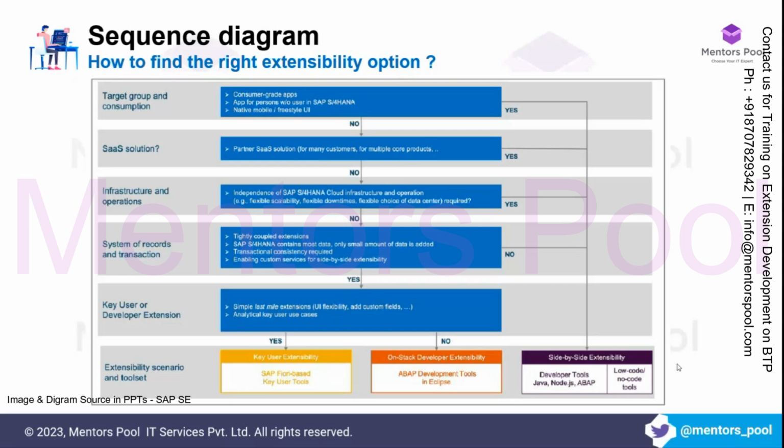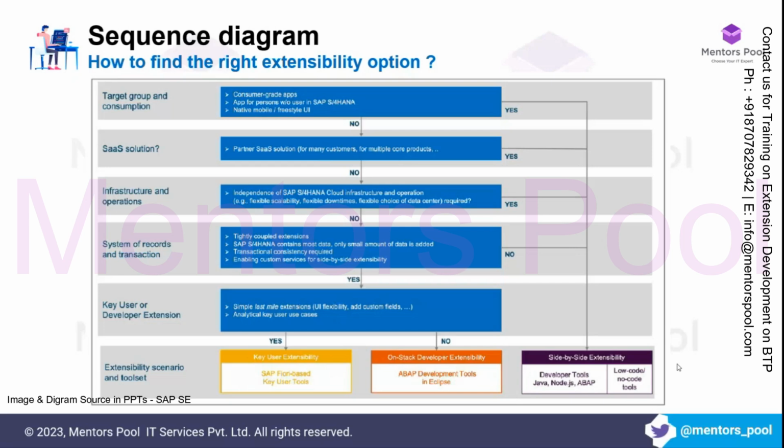Similarly, with S4HANA, if we are trying to extend an application where all the data, or most of the data which governs this application or is created by this application or read by this application, resides on S/4HANA cloud or on-premise, there is a consistency required. We cannot interfere with the responsiveness of the application, and it has to be very consistent. In that scenario also, we should go ahead with the in-app extensions.